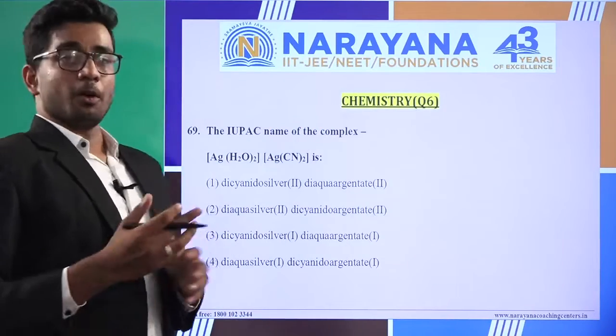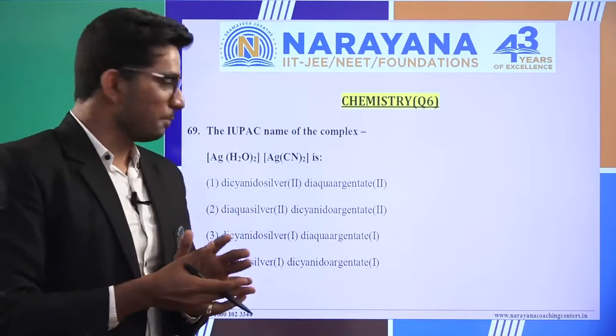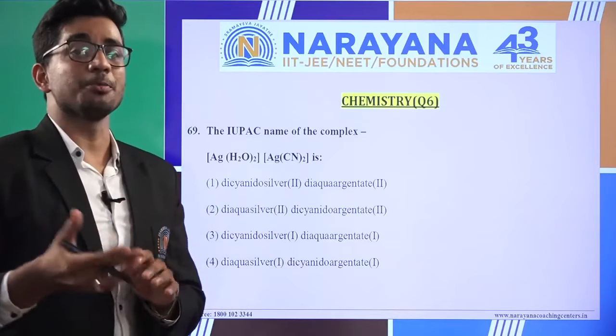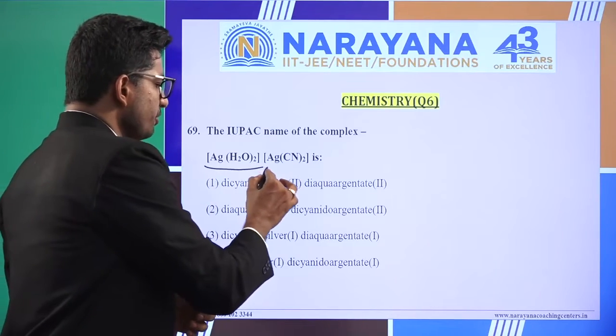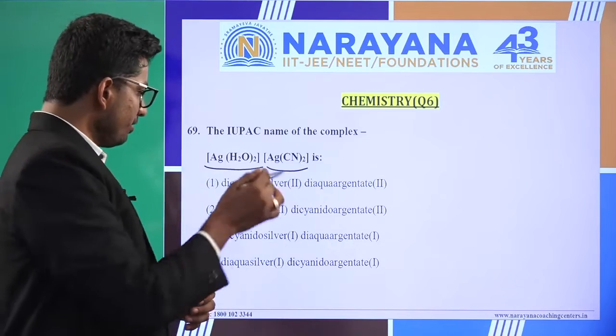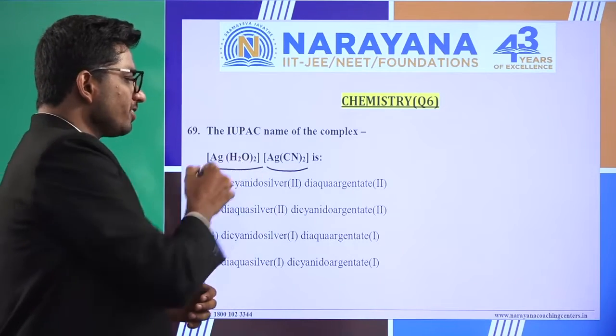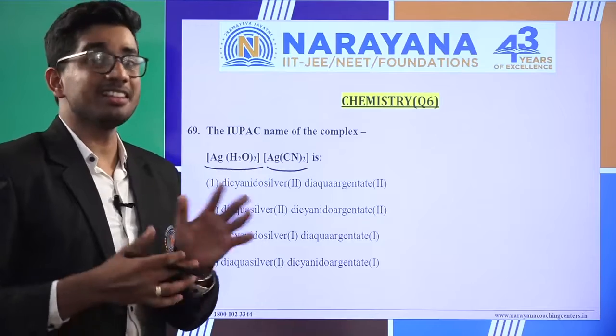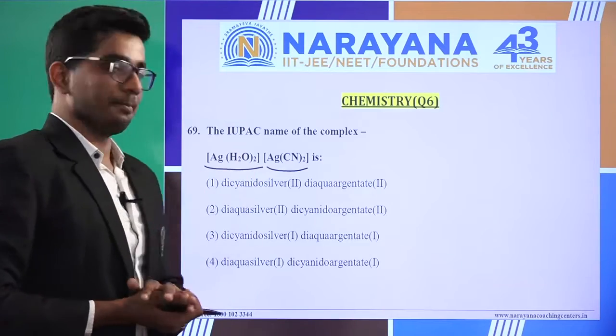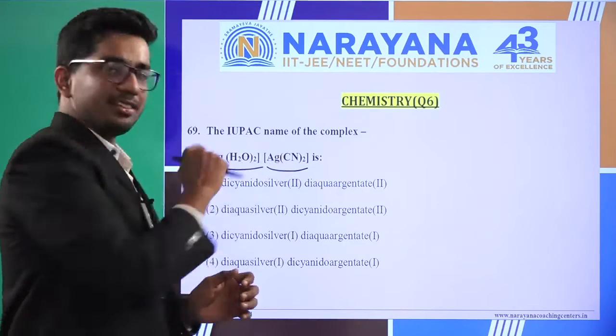The IUPAC name of the complex. So from the coordination compound, we have a question on the IUPAC name. We have two coordination spheres here. If we see, we'll find water is a neutral ligand and cyanide, CN, is a negative ligand. So this is neutral and this is negative.